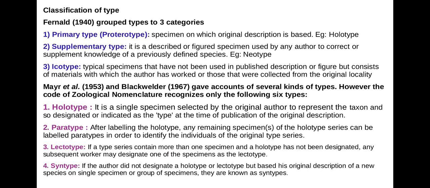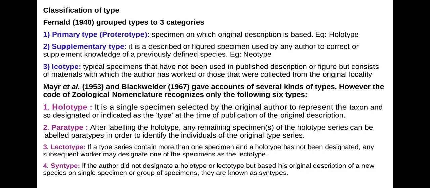And classification of types. Fernald in 1940 grouped types into three categories: primary type, supplementary type, and plesiotype. Primary type: the specimen on which the original description is based, for example, holotype. Then supplementary type: the described or figured specimen used by any author to correct or supplement knowledge of a previously defined species, for example, neotype.